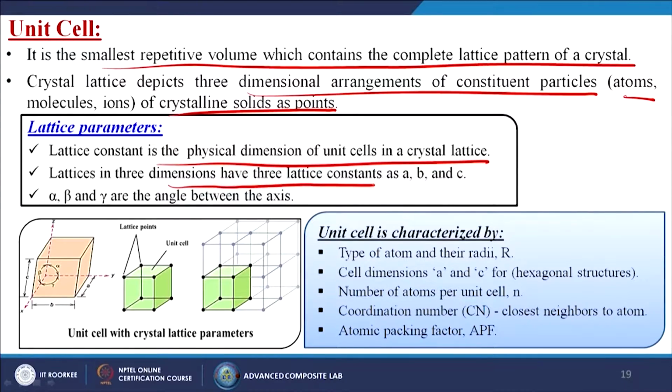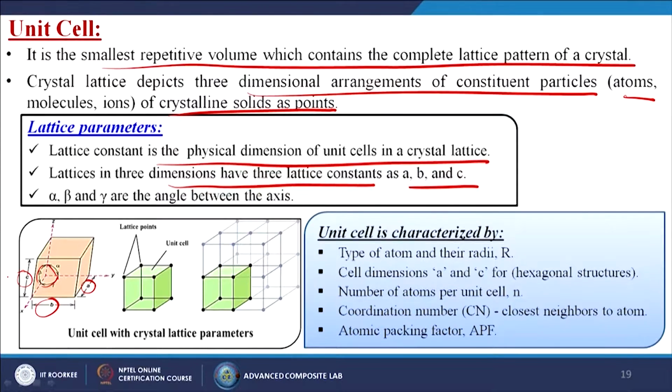Lattices in 3 dimensions have 3 lattice parameters: a, b and c. Alpha, beta and gamma are the angles between the axes. So if you see the lattice parameters, here this angle is alpha, then this is beta and this is gamma. So this is the unit cell, denoted by a, this is b and this is c. If it is the cubic one, then a is equal to b is equal to c.